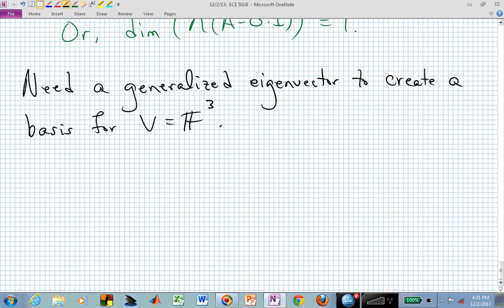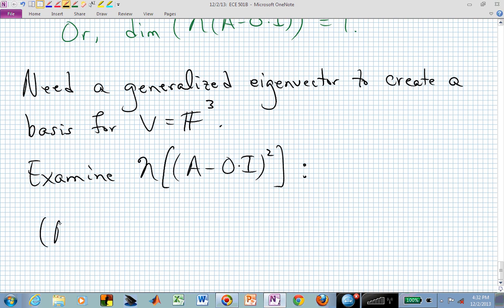If we are using this idea of a generalized eigenvector, we can now look at examining this A minus lambda I, where lambda is now 0, squared. We can just start increasing this power.